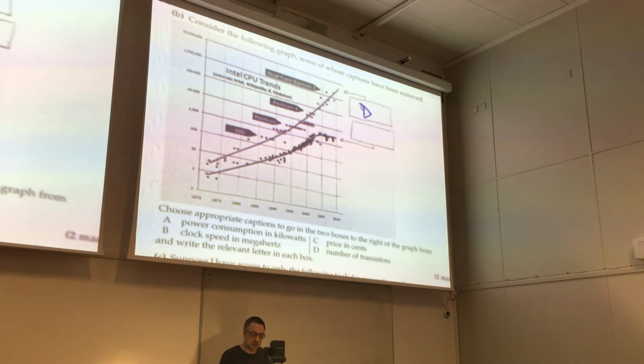Clock speed has leveled off, and we ought to think about why. What stops you increasing the clock speed of a computer? That's one of the things. There's one crucial limiting factor, which is the latency of the circuits.